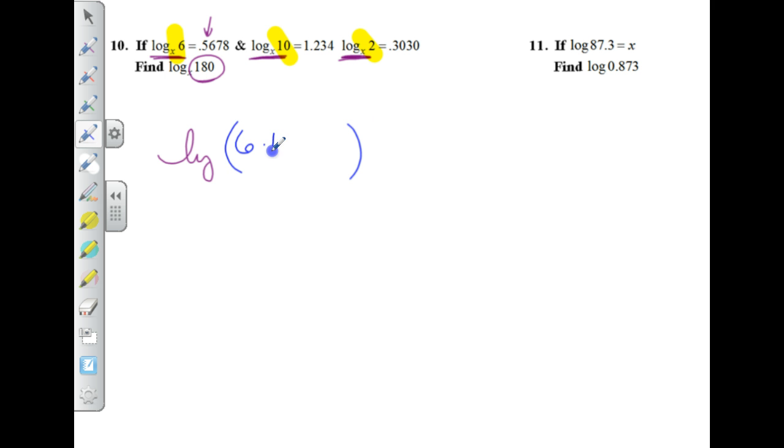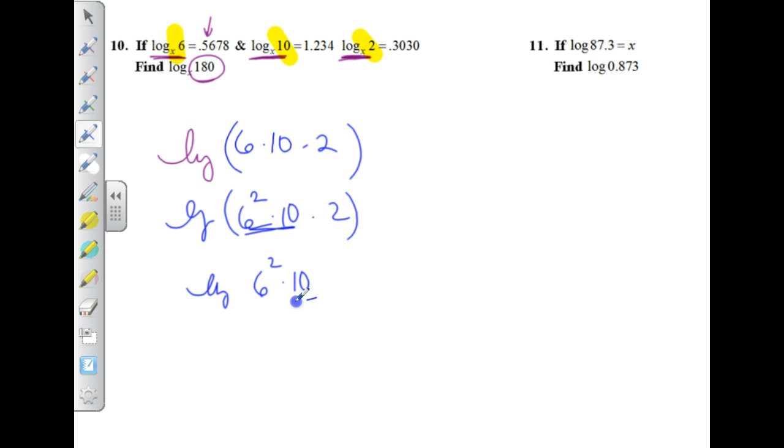So let's see, 6 times 10 times 2 doesn't quite do it. That's 120. So let's try it again. The log of, I don't know, 6 squared times 10 times 2. I'm coming up with different things that could be a possibility. So I've got to figure out what combinations of 6, and I remember I can square it because I have a power property. That would give me 180, and obviously 36 times, this is way too big. Now the other thing you could do is something like 6 squared times 10 divided by 2, because we have a quotient rule as well.